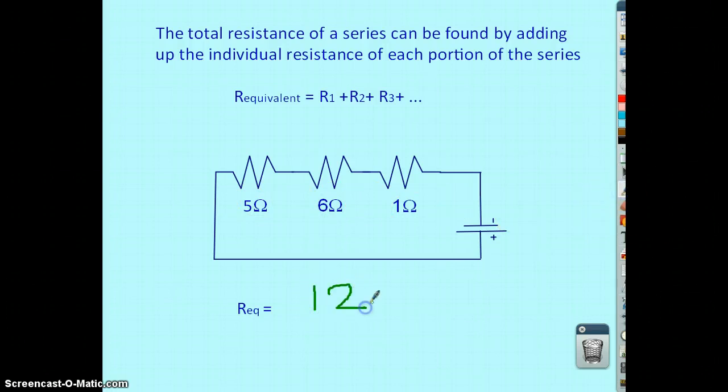12 ohms. There's our equivalent resistance for this circuit. So this is our first rule. Equivalent resistance meaning if you were to consider this to be one resistor, it would be the equivalent of a 12 ohm resistor.